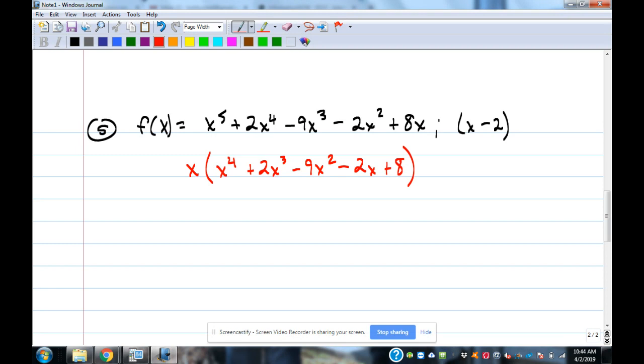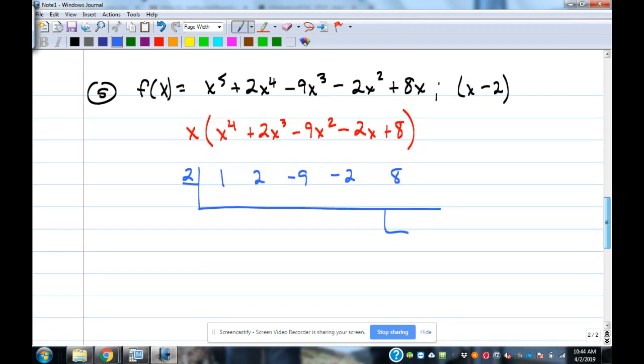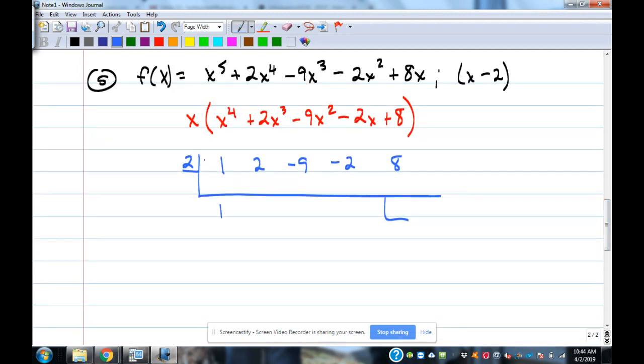So I'm going to set up my synthetic division with this longer parentheses piece to try to work out here. So set up the synthetic. 2 on the shelf, 1, 2, negative 9, negative 2, 8. And I get a 0 in my remainder, just like I'm supposed to.